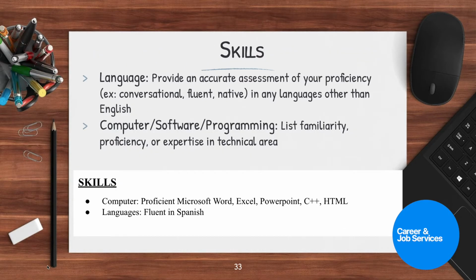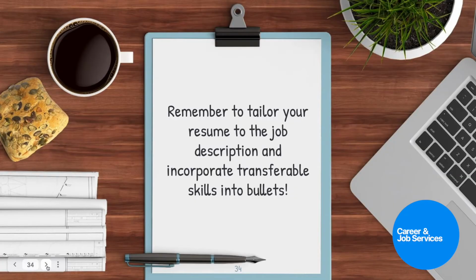Another important section of the resume is the skills section. If you speak a second language other than English, you should indicate your level, whether it's conversational, intermediate, or fluent. For your computer skills, if you have any software or programming skills, you want to list your familiarity or proficiency or indicate if you are an expert in that technical area. One thing to remember as you're developing your resume is you always want to tailor your resume to the job description as much as possible, and you want to incorporate transferable skills into your bullets.